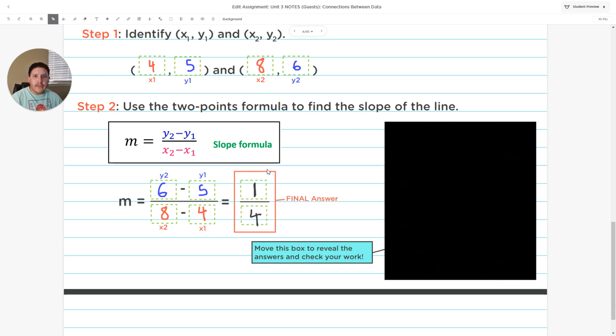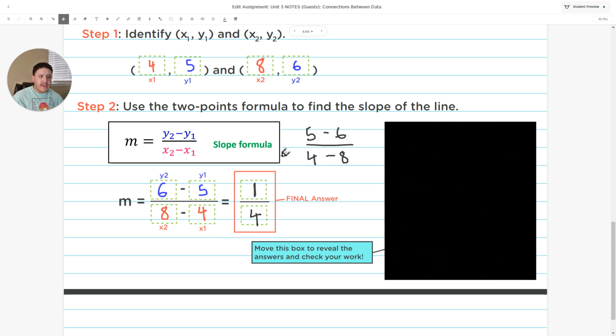Okay, even if we did this in reverse order, let me show y'all. 5 minus 6, let's say I got x1 and y1 mixed up. 5 minus 6 divided by 4 minus 8. Notice how 6 and 8 are still associated with each other, x2, y2. And notice how 5 and 4 are still associated with each other, x1, y1.